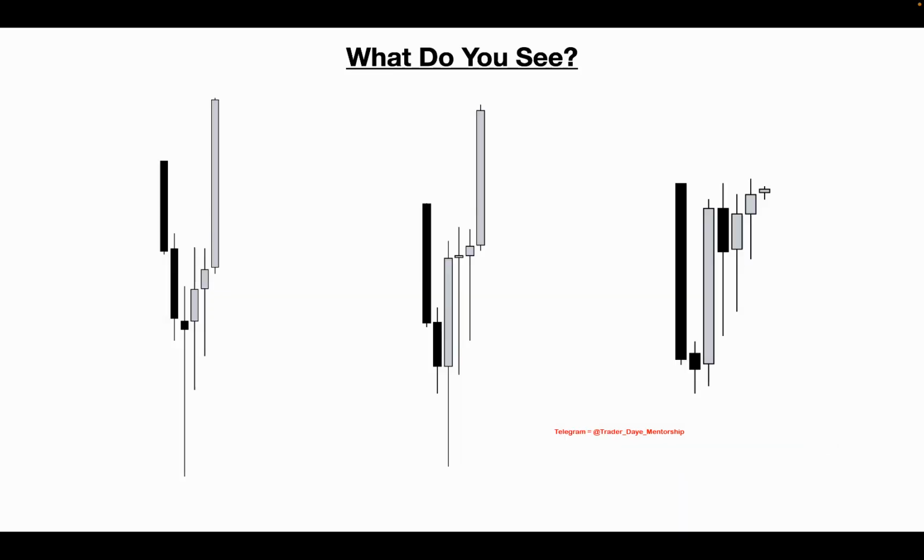Firstly, what do you see? Now, pause the video, get yourself a pen and a paper because this is very important as this will be used throughout the entirety of this presentation. So what you see in the beginning of the video compared to what you see at the end, that is what is important. So write down what you see. I'll give you a second.